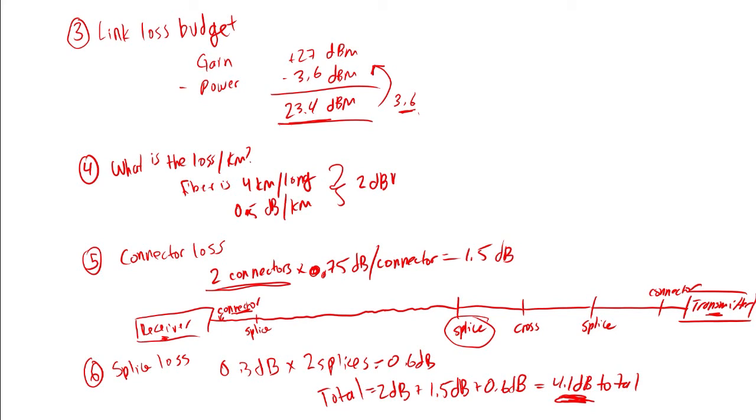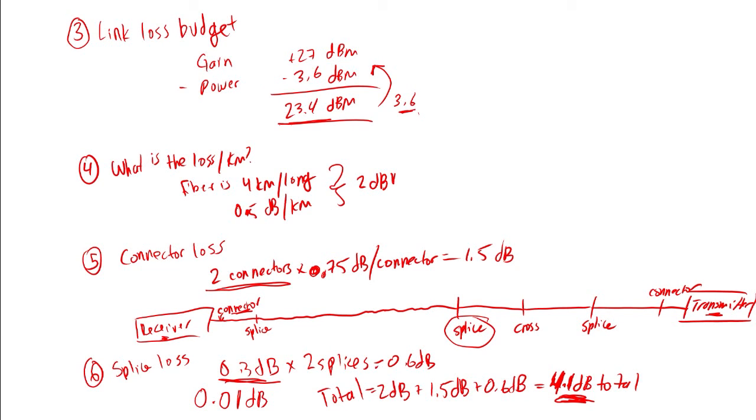So if we get a loss on our fiber of more than 4.1, then we're in a lot of trouble because that fiber is not installed correctly, which means we either got some bad splices or some bad connectors or the equipment's not clean. If you think about it, when I do a fusion splice, I get a loss typically of 0.01 dB. So that's practically nothing.